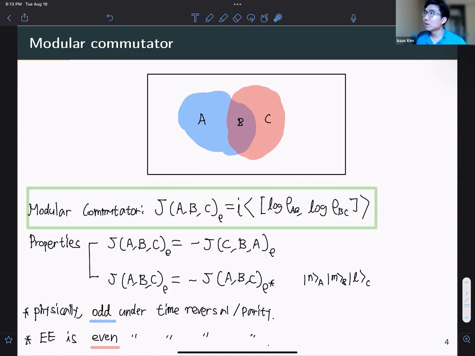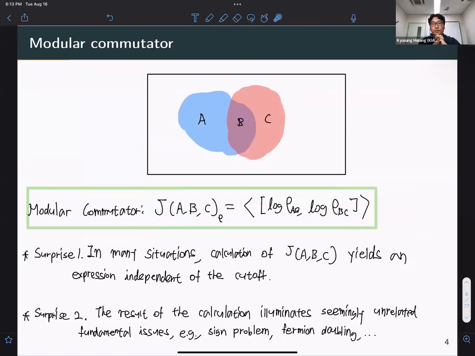But the good news is that for interesting physical systems, you can calculate this thing and see what we get. The surprise is that in many situations, the calculation yields a very clean expression. In all the cases we studied, we always got a result that is independent of the cutoff. This is very different from the entanglement entropy calculation, where you have a leading cutoff-dependent quantity and then a subleading term. Here, we don't even have the leading non-universal part. It's just universal. What surprised us was that the result illuminates seemingly unrelated fundamental issues, such as the sign problem in quantum Monte Carlo, fermion doubling, and things like that. I'll be talking about this in the future slides.